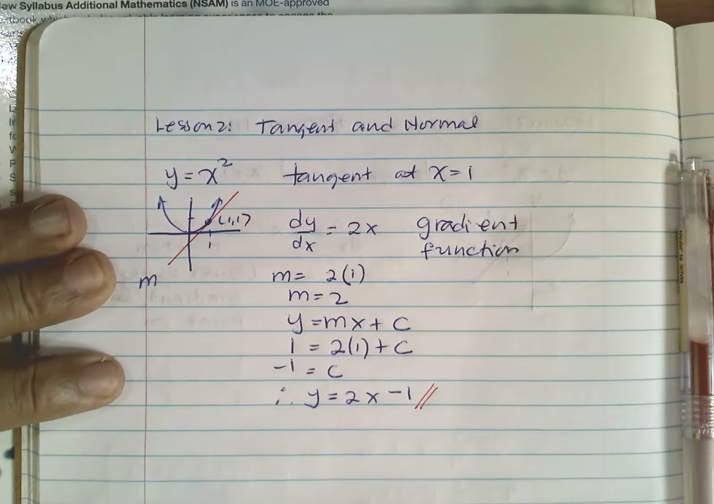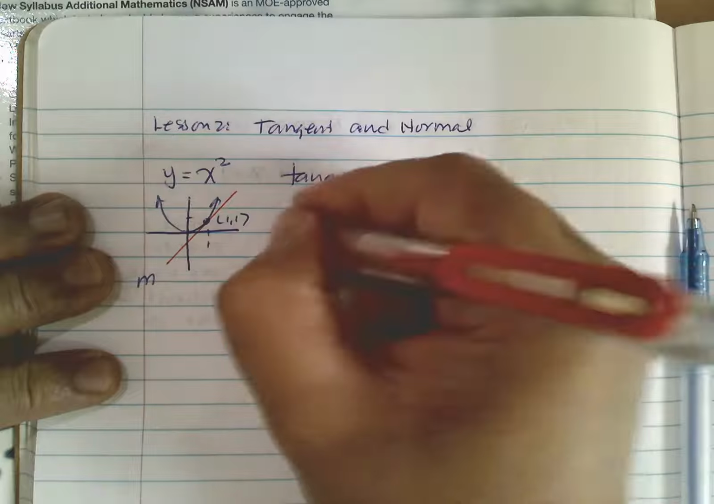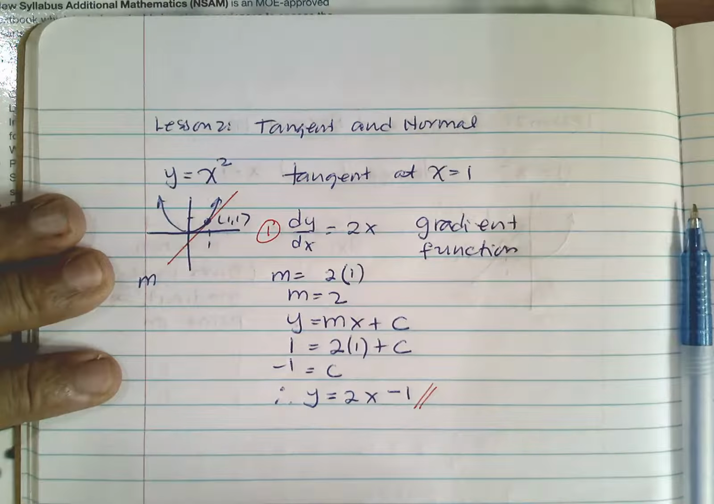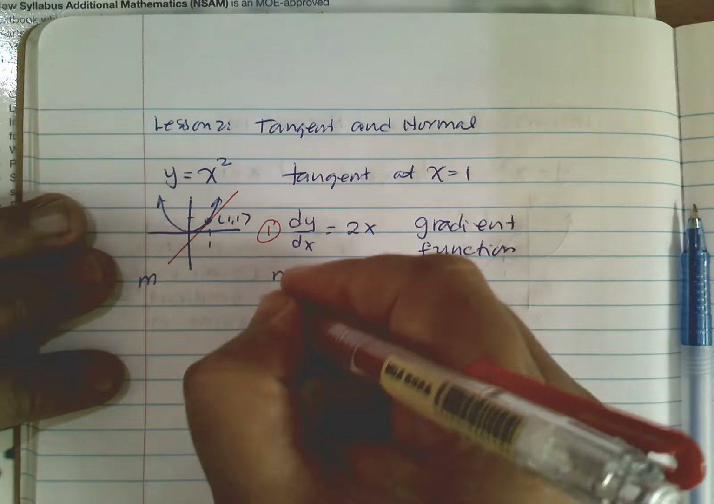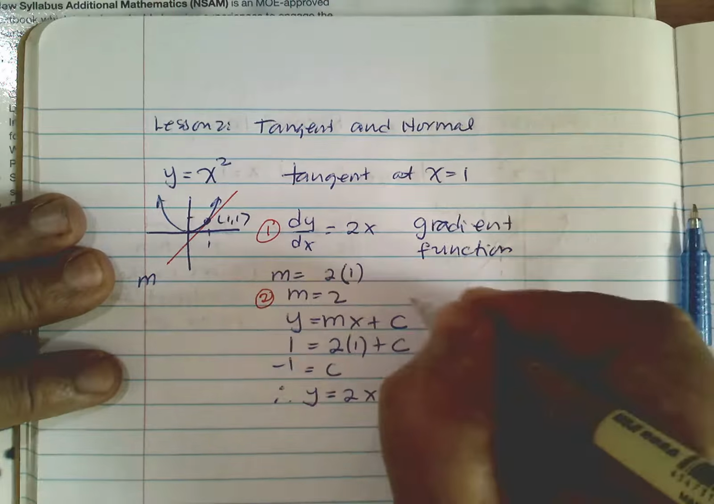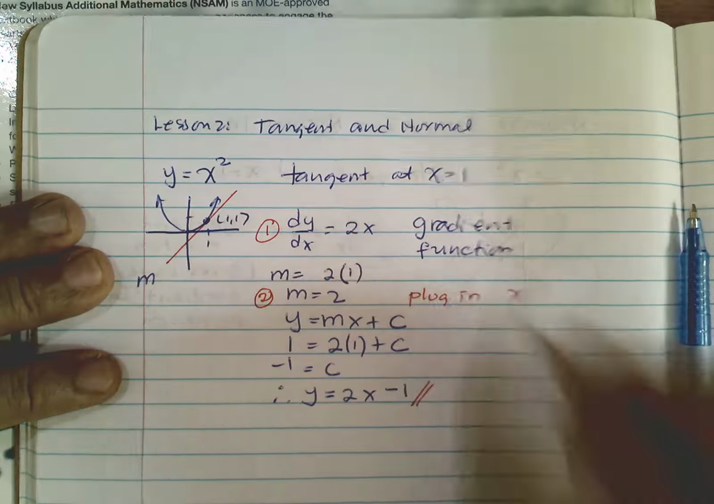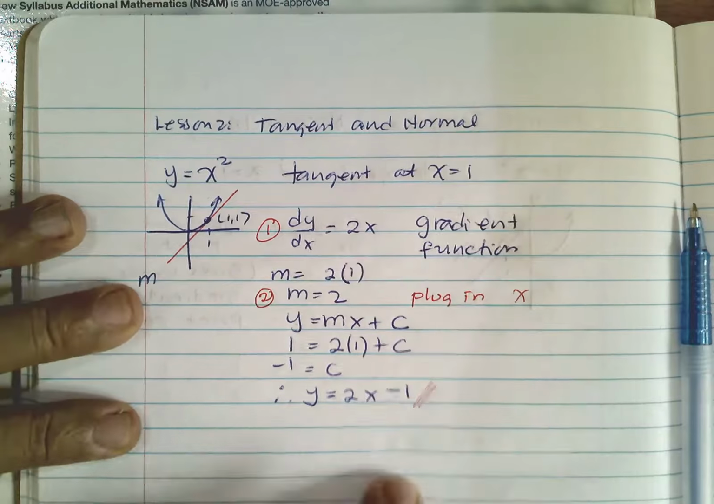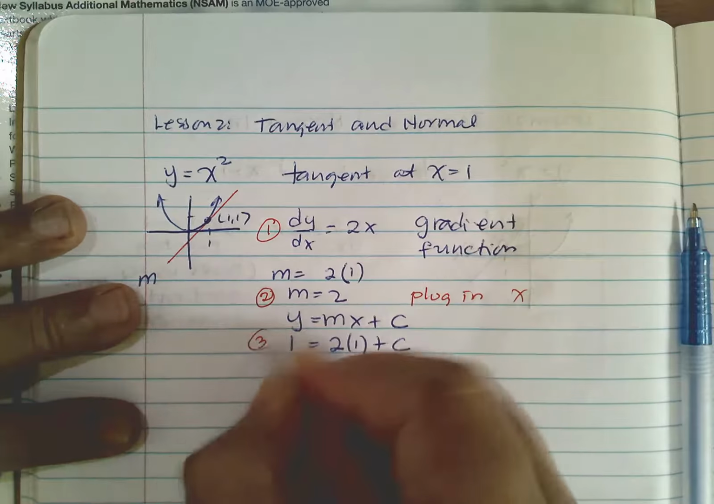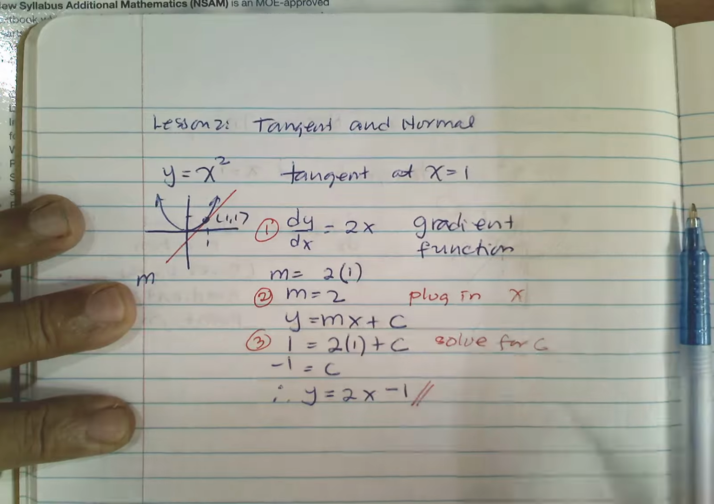So for you to be able to find the tangent, again, the first step that you need to do is to find the derivative. That is step number 1. Step number 2 is for you to find the gradient. To find the gradient, you need to plug in the x value. And then after that, you need to solve for the c. So that is the third step, which is to solve for c.